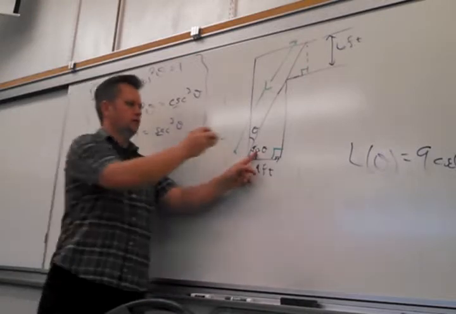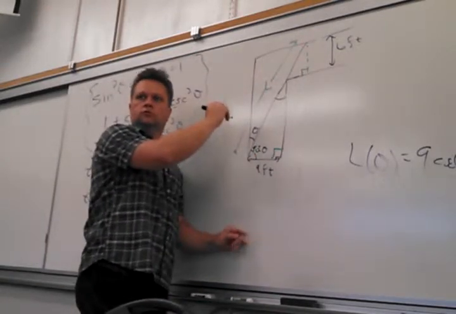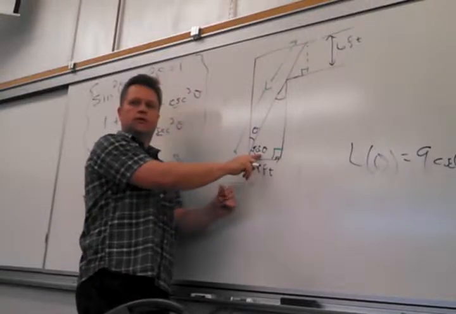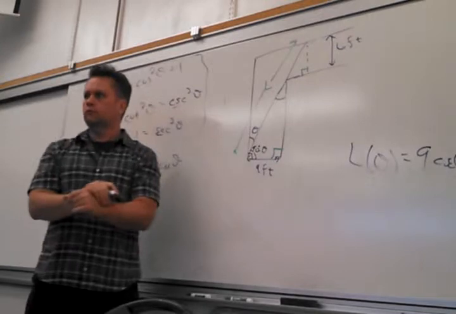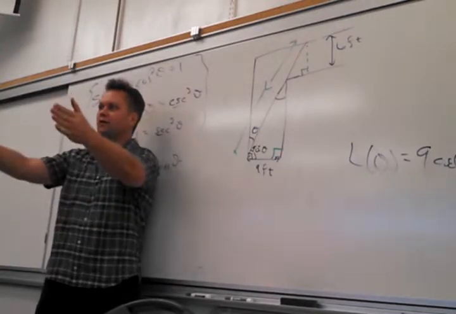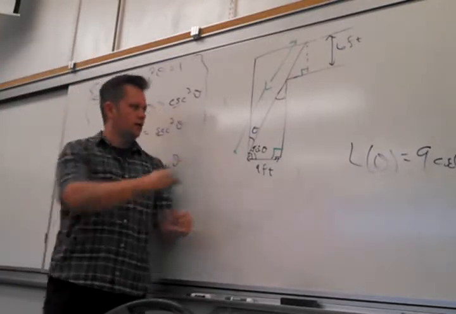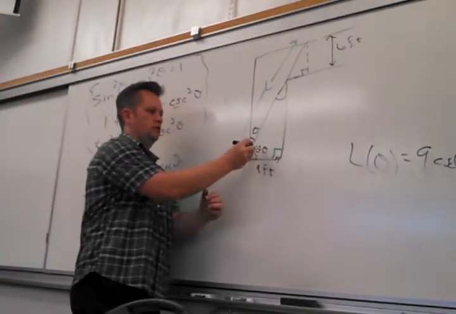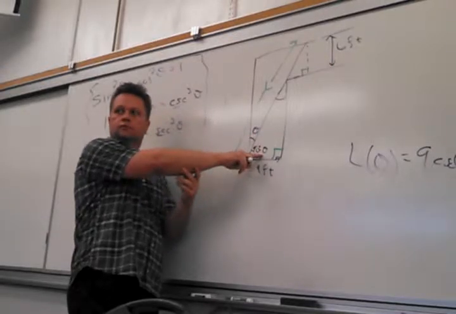90 minus theta, right? 90 degrees. So this one's got to be... Why is that 90 minus theta? Because that's theta. This whole thing is a right angle there, right? We're assuming that the builders made the hallway straight, which is always nice. So that's 90 minus theta, because the whole thing's 90, that's theta, that must be the rest.